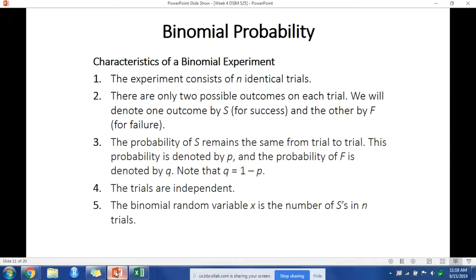When we calculate probabilities for a binomial random variable, we will require a sample size n. There can be only two possible outcomes for each sample or trial, and the probability remains constant on each sample.